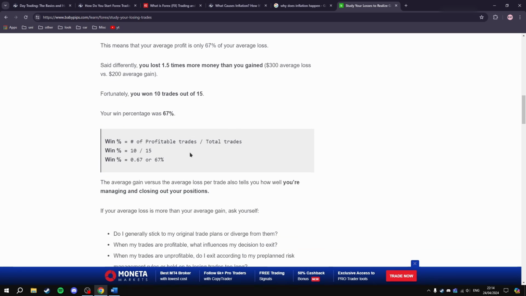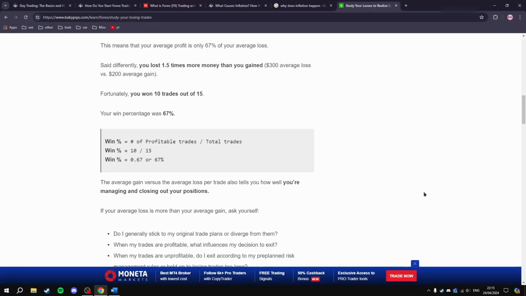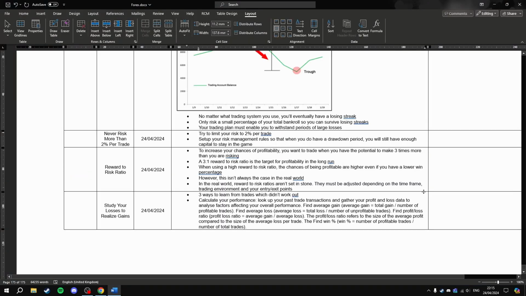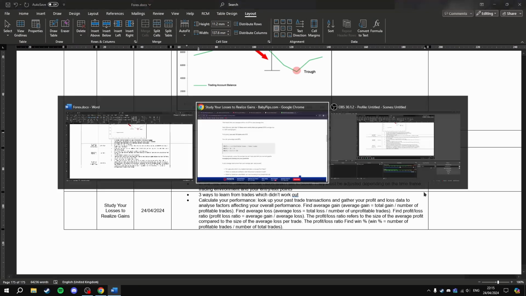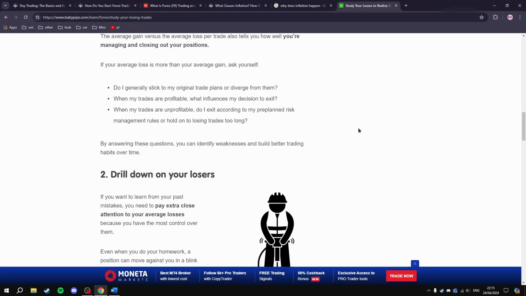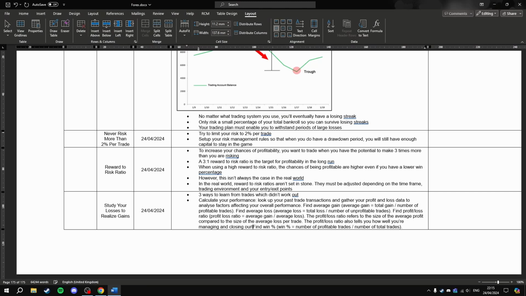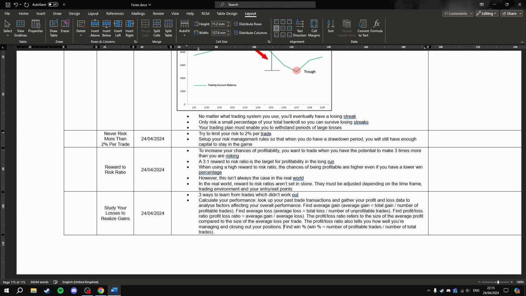The average gain versus the average loss ratio. Yeah, that's the profit loss ratio. The profit loss ratio also tells you how well you're managing and closing out your positions.